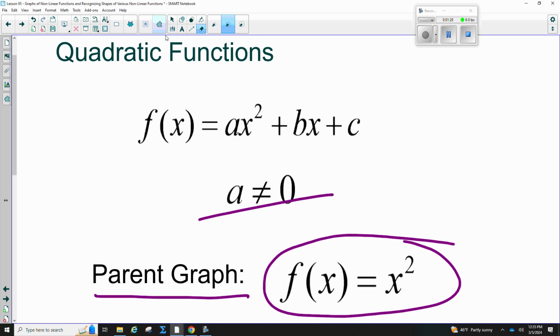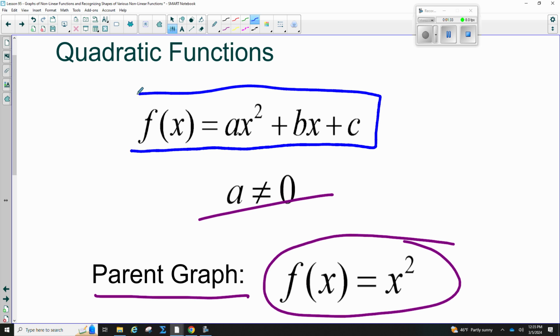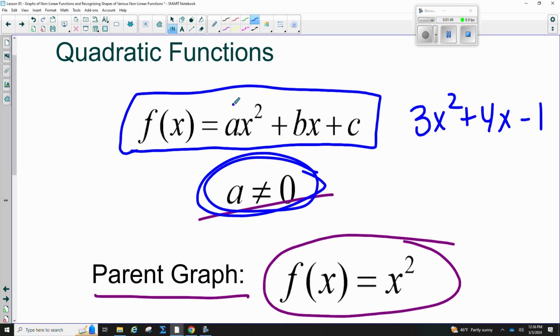f of x equals ax squared plus bx plus c. You guys see these all the time, like 3x squared plus 4x minus 1, right? We do factoring all the time with these. Remember when we plugged these into our calculator and we found where they cross the x-axis, okay? So a cannot be 0. A cannot be 0 because it would get rid of x squared. And if you got rid of x squared, you now have a linear function and not a quadratic.